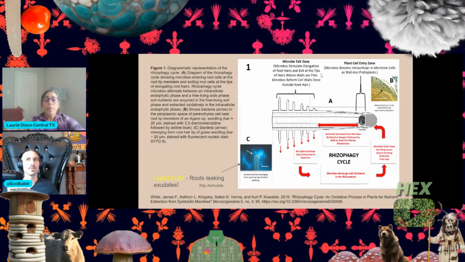The bacteria are sent back into the soil. I should be using the pointer right here because you can see the cycle. They're going back into the soil, rebuild their cell walls, get more nutrients, and there you go. And that's the rhizophagy cycle. Right here, I love this picture right here. If y'all have never watched Ray Archuleta, you should look him up. He calls this liquid sun. So this is a real picture of this diagram. Those are the exudates going out. There's bacteria all around there. He calls that liquid sun.